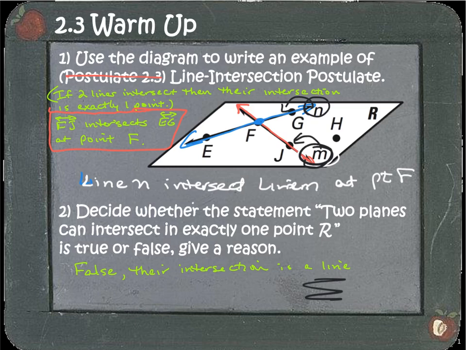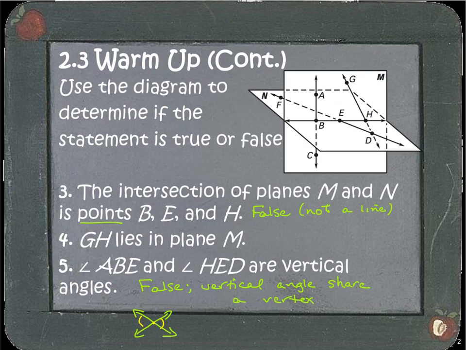And then the last one. It says, use the diagram to determine if the statements are true or false. The intersection of planes M and N is points B, E, and H. So remember, the intersection of two planes is always a line, so we would say false, because it's only saying, is it at this point, and this point? It's not saying that they are connected. And then GH lies in plane M, and I know I didn't fill that out, but here's GH. Let me do this in a color that shows up. And you can see that it is in that plane, so true.